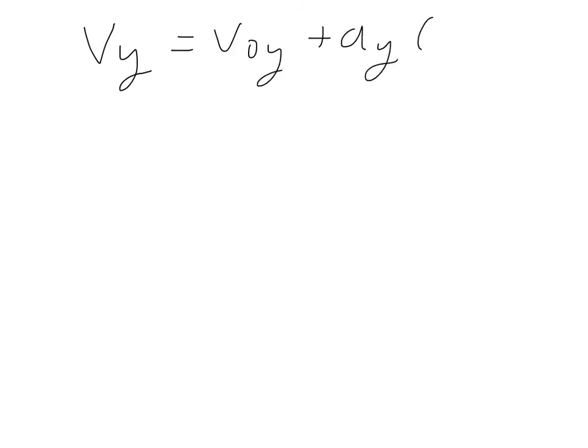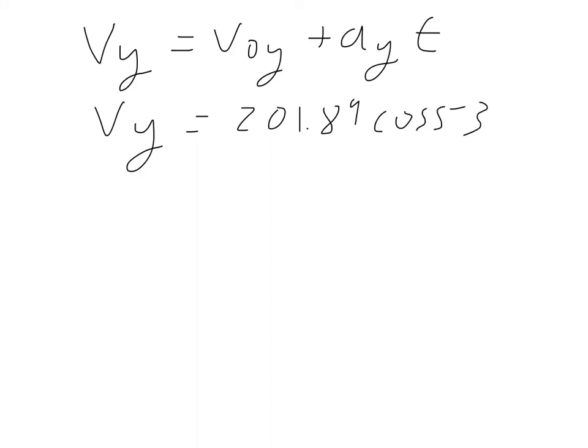For the last part, we need to find the vertical component of the box's velocity just before it hits the ground. In this case, we're going to use the Vy is equal to V naught y plus the acceleration on y times the time. We know the initial velocity along the y direction. That's going to be equal to 201.89 multiplied by the cosine of 53. And then we add to that the acceleration of gravity, 9.8, multiplied by the 5 seconds that the object is in the air.